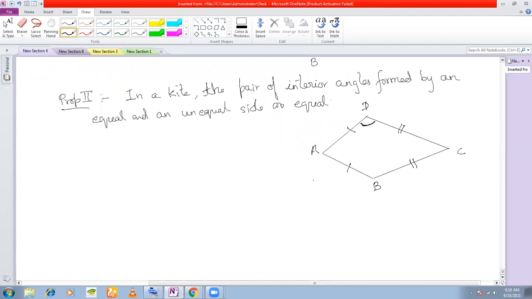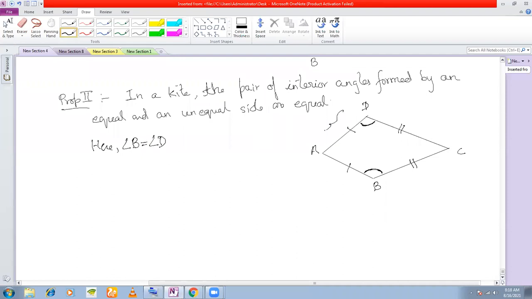Yes. Sir, this angle also is formed by an equal and unequal side, right? Yes. Then these two angles must be equal. Sir, I am not able to understand. What happened? Not able to understand.